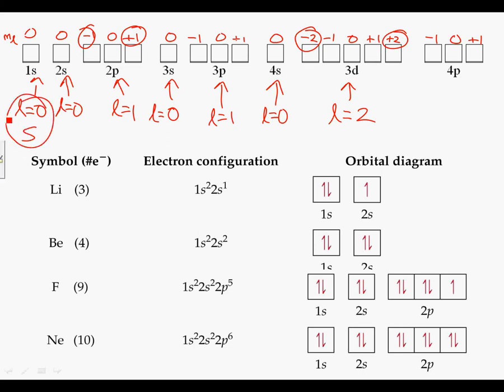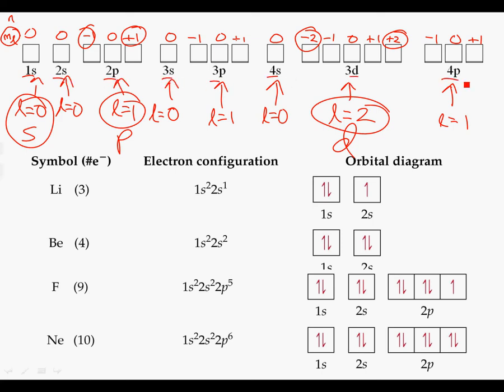So s's have L equal to 0. They only have one possible orbital. p's have L equal to 1. They have 3 possible orbitals. d's have L equal to 2. They have 5 possible orbitals. And we might as well do this one for completeness. A reminder, that's how to get the M sub L, and that's how to get the L. But the N is the energy level, so N equals 1, N equals 2, N equals 2, N equals 3, N equals 3, N equals 4, 3, 4. And then the spin up and spin down is the M sub S.